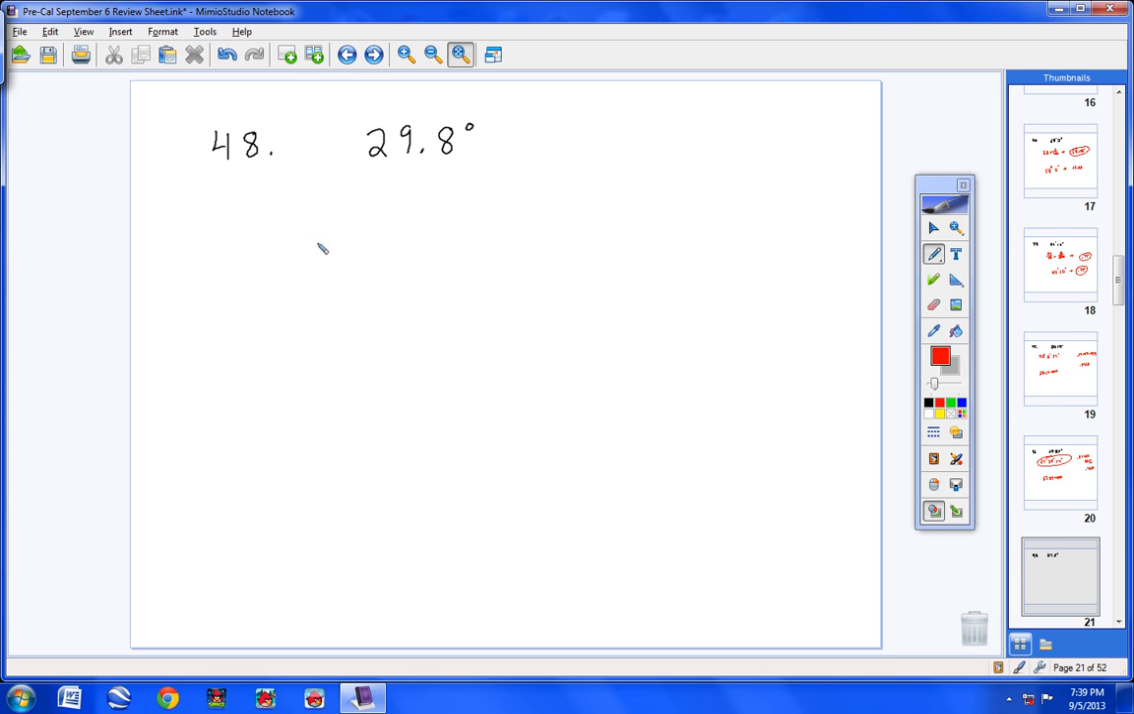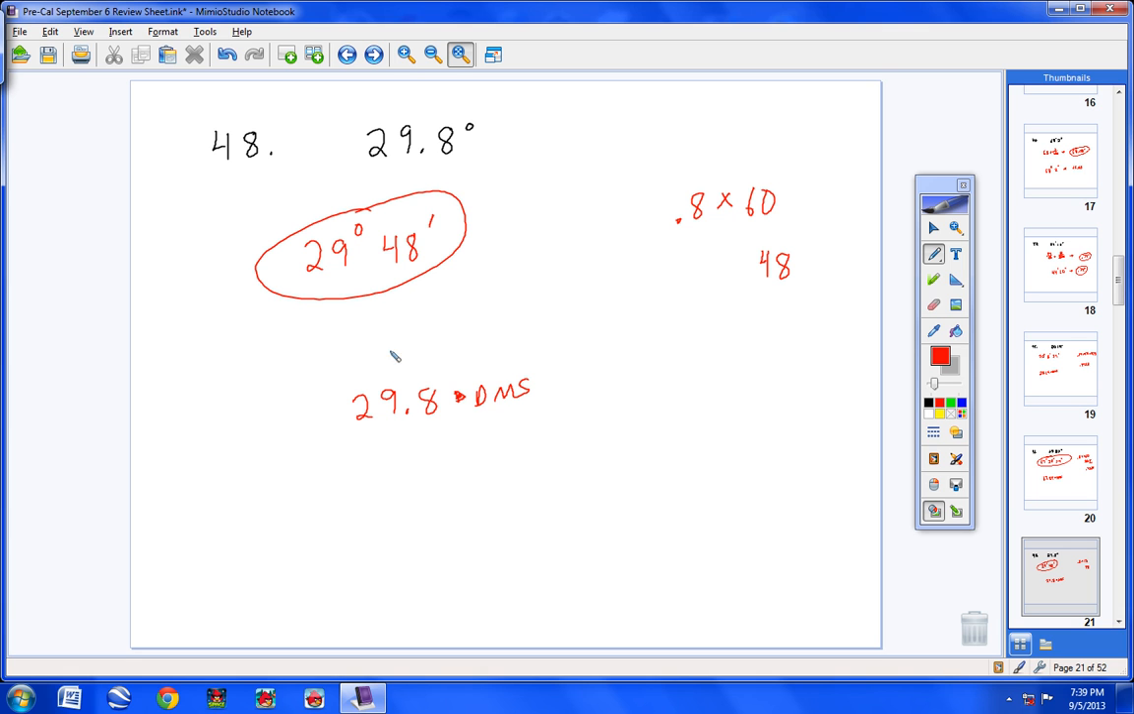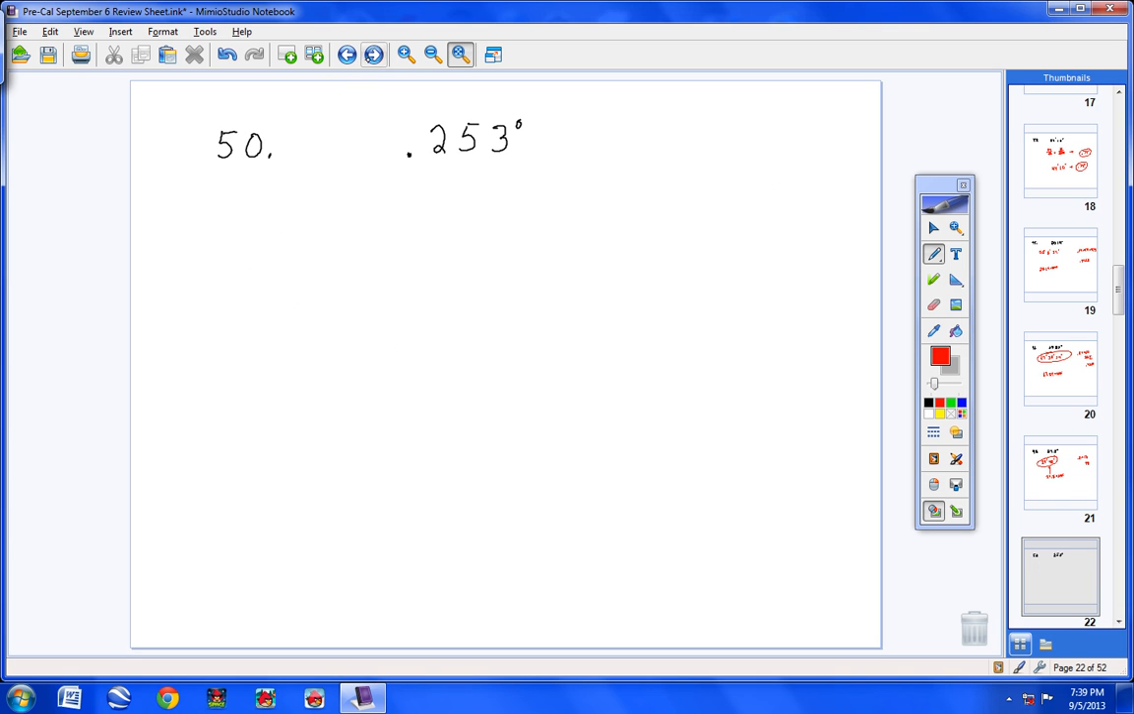All right, we bring down our 29 degrees, and we're left with 0.8. So off to the side, we take 0.8 times 60, and 0.8 times 60 will simply give us 48. There's no decimal, is there? So we just simply bring 48 over, minutes, and we're finished. That's it. Okay, now another way to do it is to type in 29.8 into your calculator, then hit second apps option 4, and when you do that, this arrow will pop up with DMS, hit enter, and you'll get the exact same answer. Number 50.